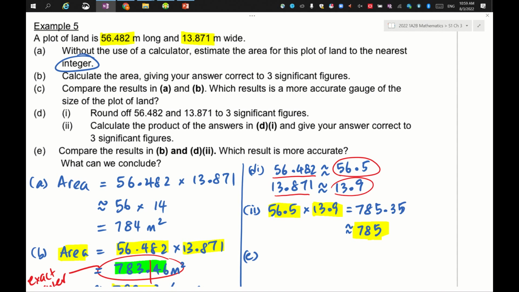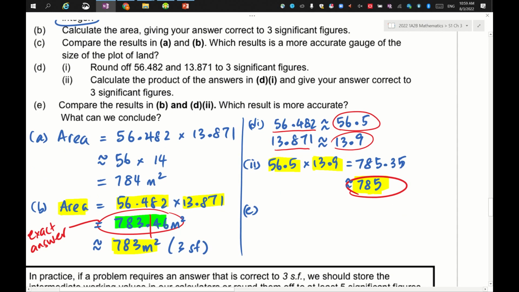When you start rounding off at the start, and then you use the rounded off answer, you have to acknowledge that your final answer is not going to be accurate anymore. And that is why we ended up with 785, which is very far off the exact answer. What was the exact answer again? It is the one in green, 783.46. This 785 is too far away already, it's not accurate.